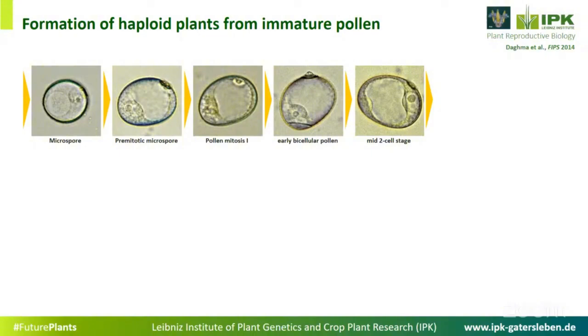It first produces a large vacuole to store nutrients for the later energy consuming process of pollen tube formation and fertilization. And it undergoes pollen mitosis 1, so a first pollen cell division. And this gives rise to two different cells, the generative cell and the vegetative cell. And the generative cell you see in the fourth picture at the bottom, which is separated at the bottom. And the vegetative cell looks very much like the former microspore.